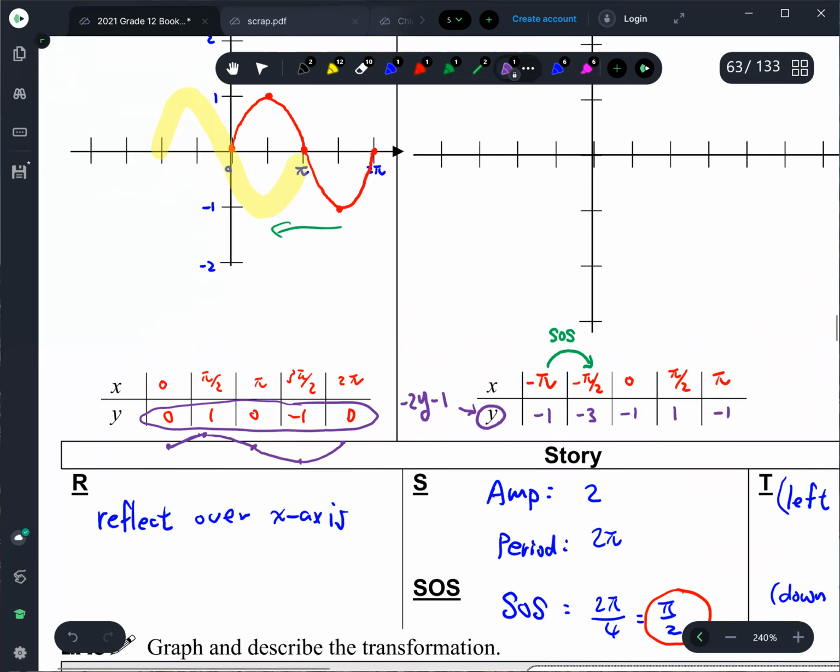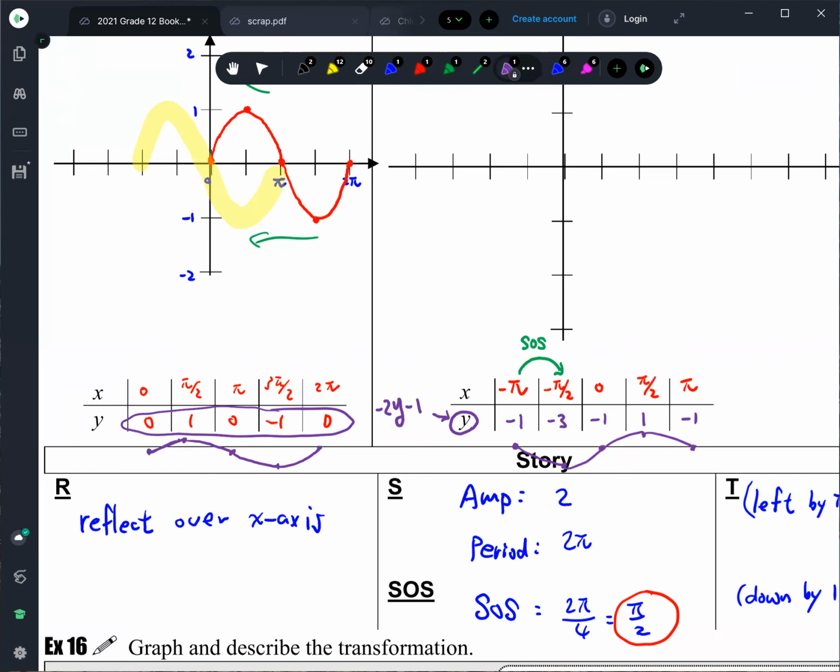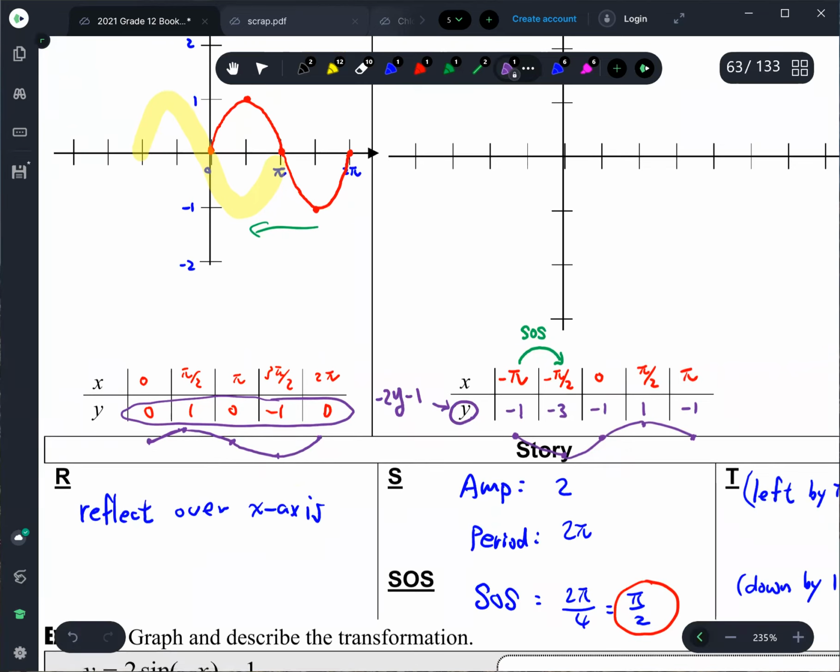Now, if you look at the one we are working on, instead of 0, we have -1. And instead of going up, we are going down because we have a reflection, right? -3. And go back up to -1, go up again to 1, go down. You can see the new one is upside down. And that matches our story, right? We should have a reflection over the x-axis.